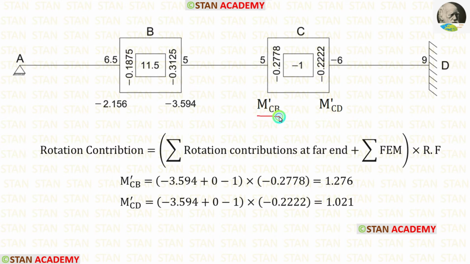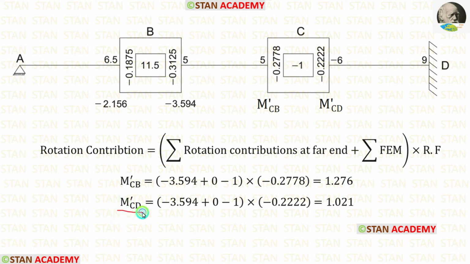Now let us calculate M-CB. M-CB is located in the joint C. For the joint C, the far ends are the point B and the point D. In the point B, the rotation contribution is minus 3.594. In the point D, the rotation contribution is 0 because in the fixed support there will be no rotation contribution. For the summation of rotation contributions at far end, we have to add these two values. The summation of fixed end moments is minus 1. The rotation factor for CB is minus 0.2778. Finally, for M-CB, we are getting 1.276.